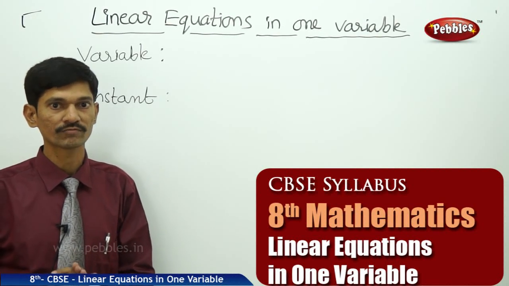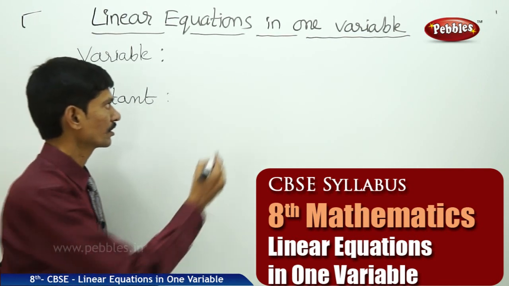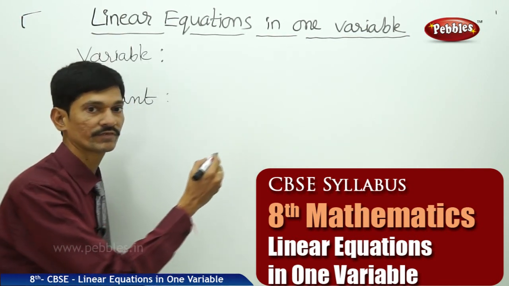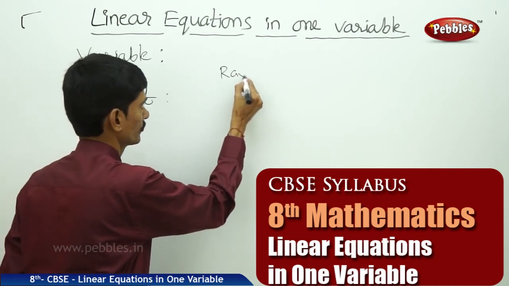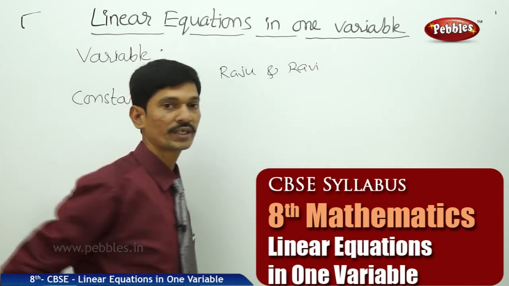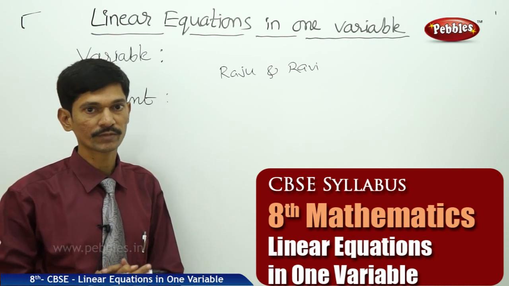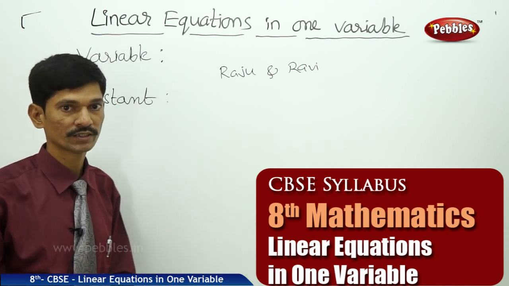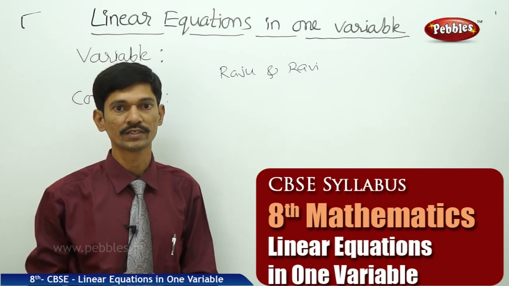Linear equations in one variable. Now let us take an instance. For example, Raju and Ravi are playing games with numbers. Raju tells that I think of a number and I double it, 3 is taken away from it, then I get 5. What is the number?